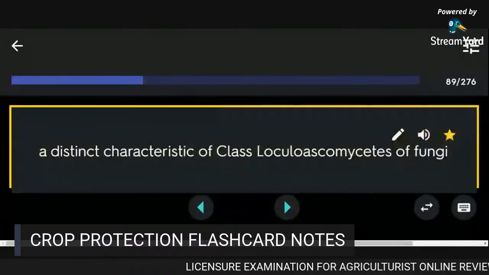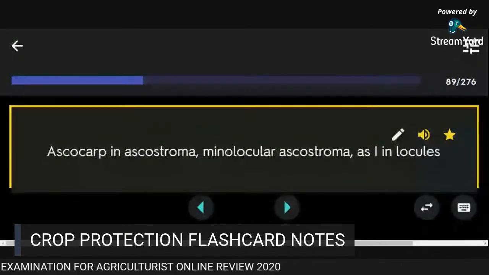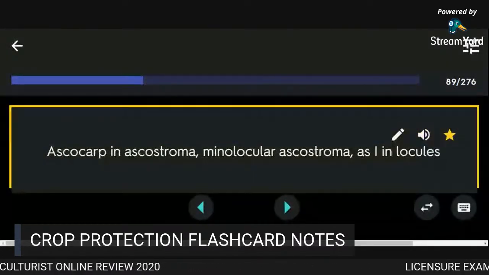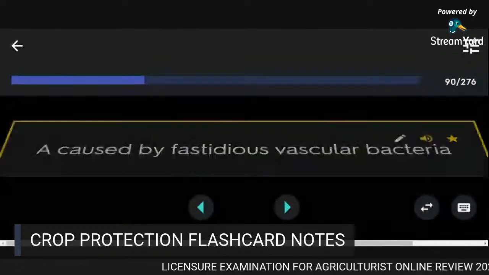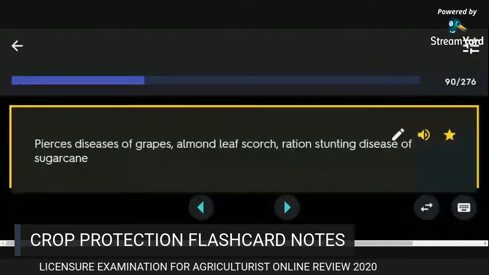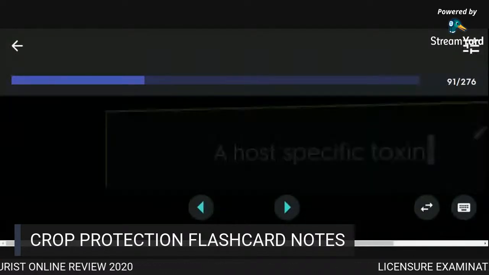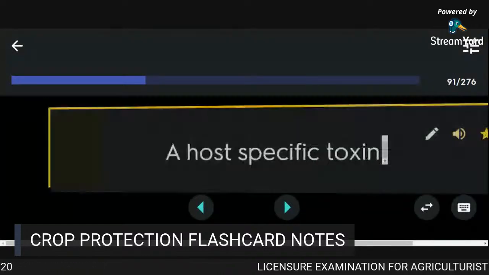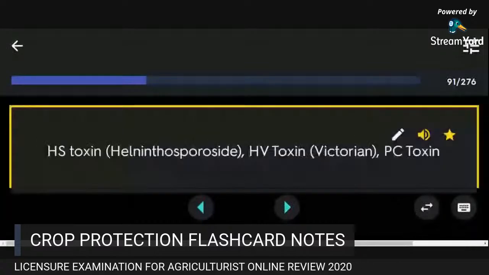Ascocarp in ascostroma, unilocular ascostroma, asci in locules. Are caused by fastidious vascular bacteria. Pierce's disease of grapes, almond leaf scorch, ratoon stunting disease of sugarcane. A host-specific toxin. HS toxin, HV toxin, PC toxin.